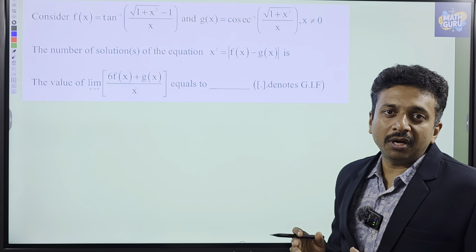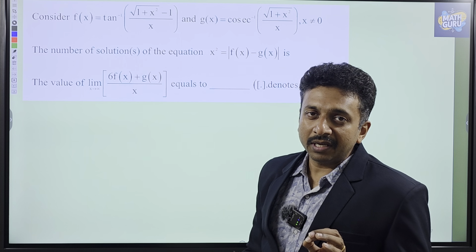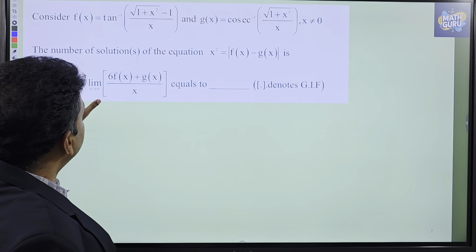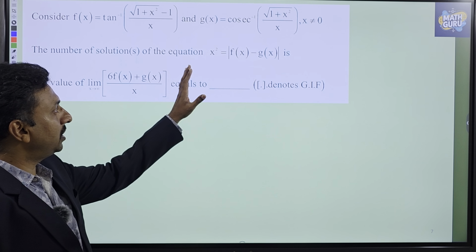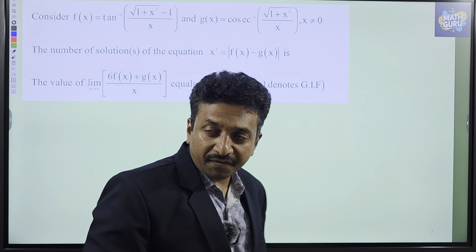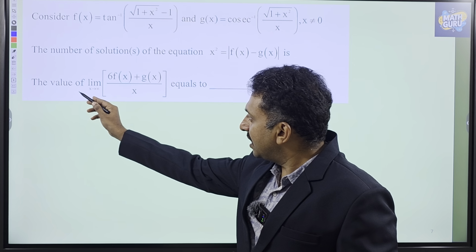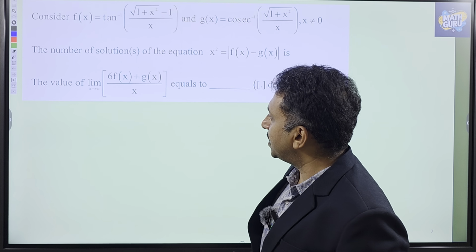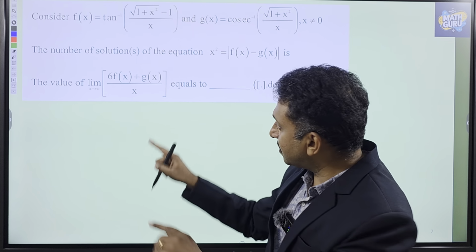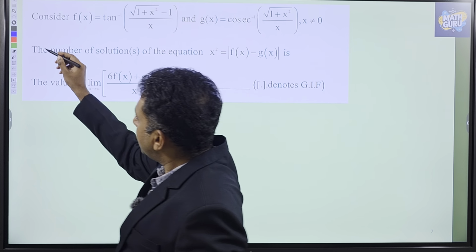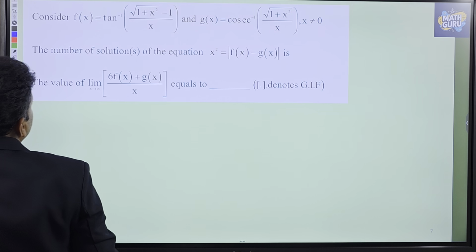f of x and g of x are given in terms of inverse trigonometric functions, and you're asked to find the number of solutions of the equation x square is equal to mod of f of x minus g of x. And the second question is limit x tends to infinity of (6 f of x plus g of x) by x, the integral part of this. So let us try to analyze this question.